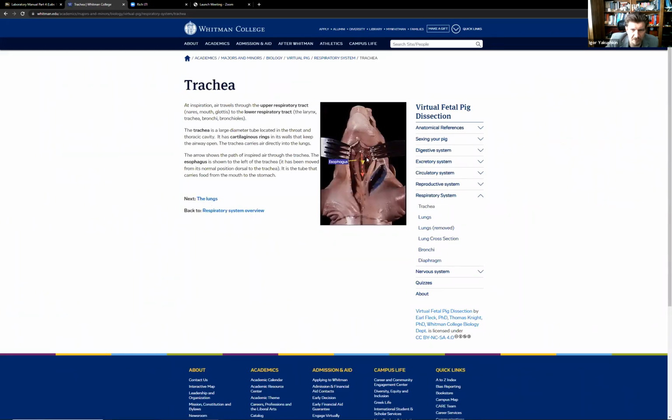You can see that this is the trachea, and then behind the trachea there will be the esophagus. Yes, just a tube, where the trachea has those particular half rings.